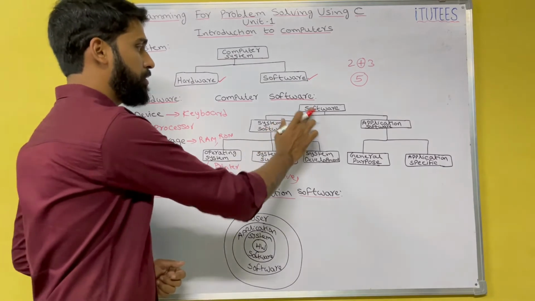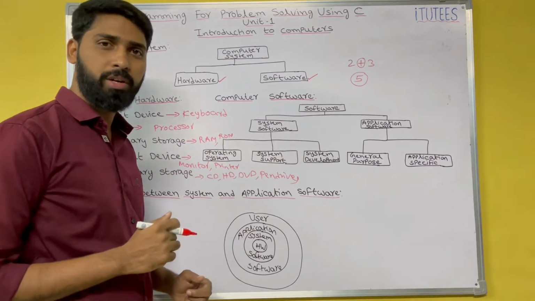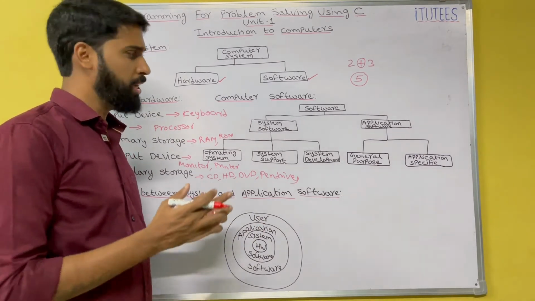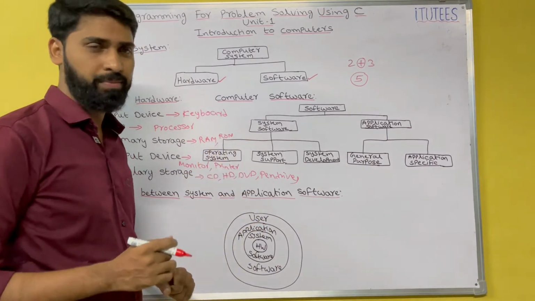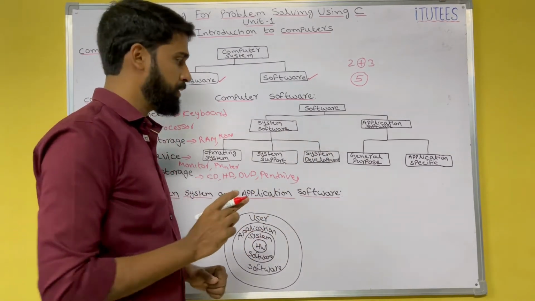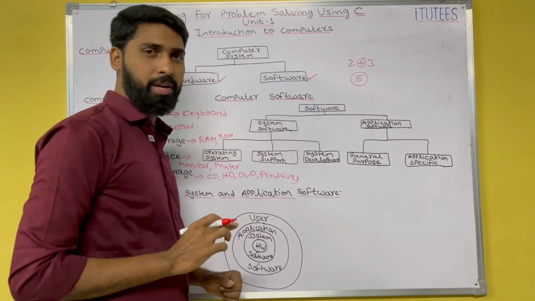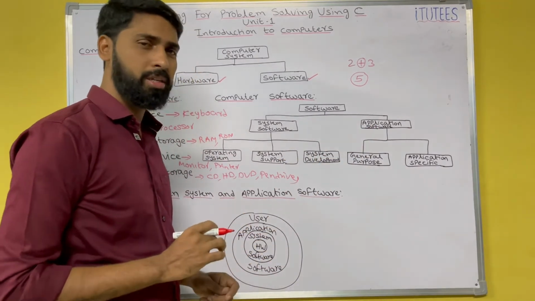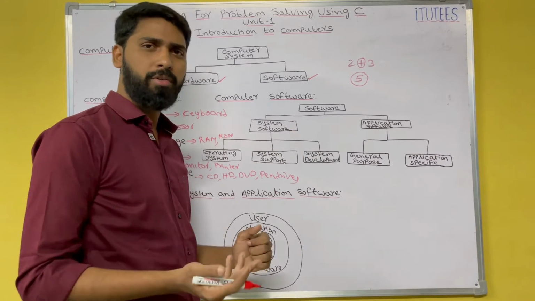Next, software. What is software? A software is nothing but a piece of program. Simply saying, a program is a software. Now, software is divided into two parts: one is system software, another is application software. I hope you all understand what software is. So software is a program.